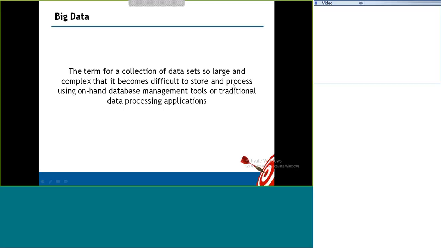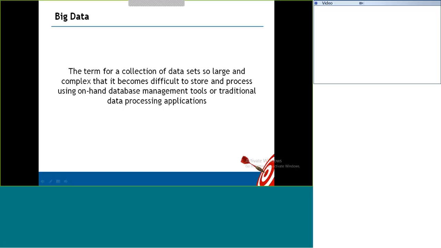So what are the challenges here for the single physical server? Storing in a big way and processing the data in a big way is the challenge. Using on-hand database management tools, maybe any database servers or traditional data processing applications, those applications might be built using the .NET framework or Java framework or any other technology. That is the limitation. All these technologies have that limitation because they are built based on a single physical server. There are hardware limitations in order to store and process such huge data.